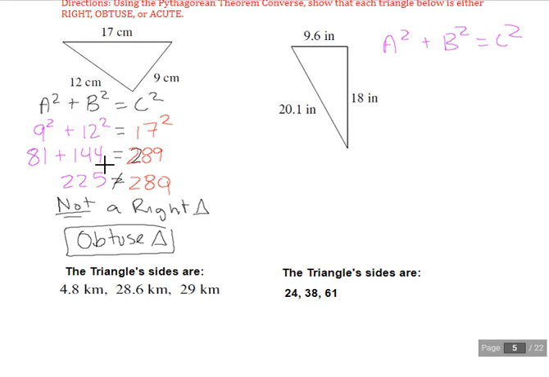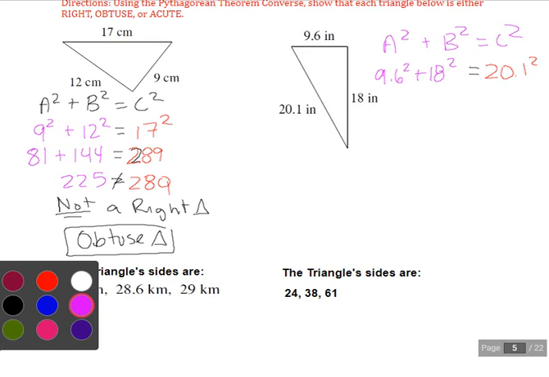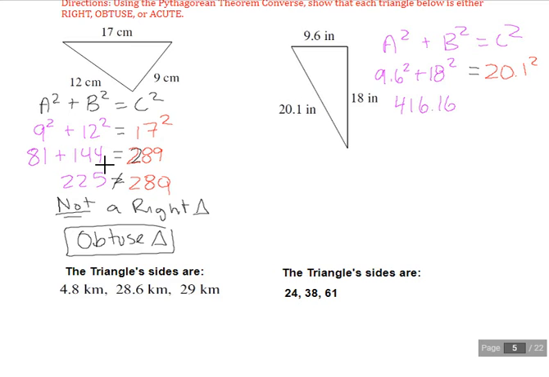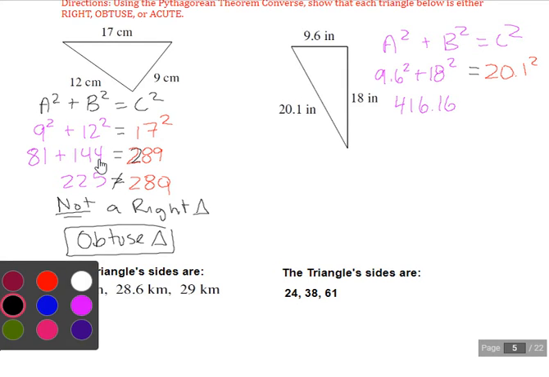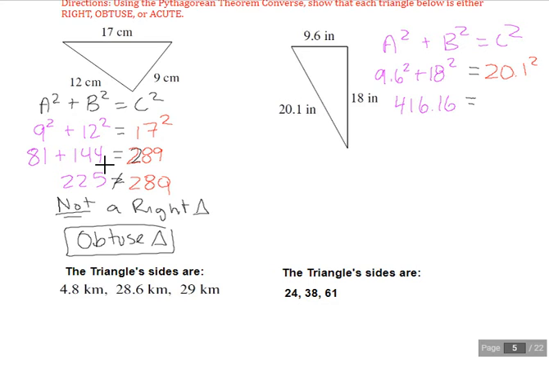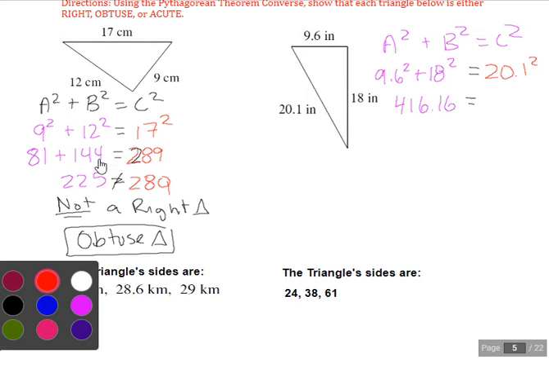The two smallest sides, 9.6 and 18, go in for a and b. The largest potential value for the hypotenuse is 20.1. Okay, so 9.6 squared plus 18 squared will give me 416.16. Compare that to 20.1 squared. That's 404.01.